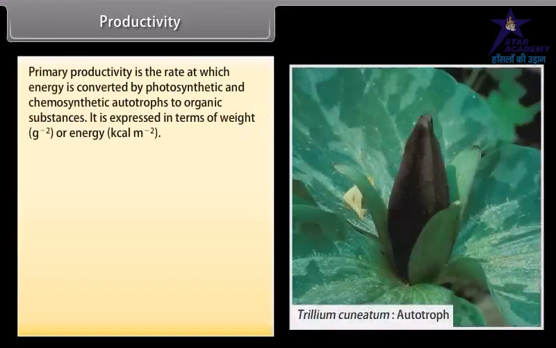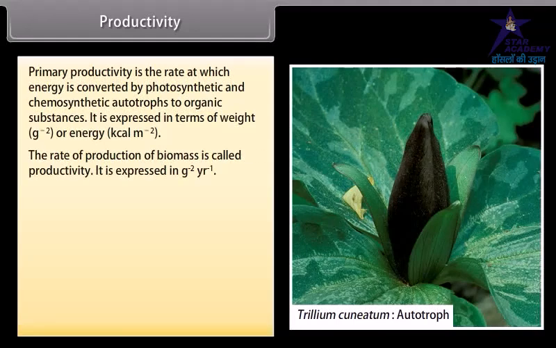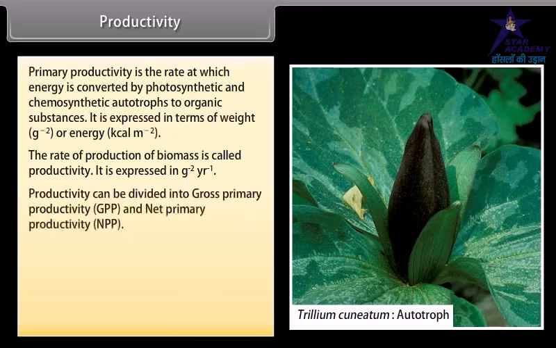Productivity. Primary productivity is the rate at which energy is converted by photosynthetic and chemosynthetic autotrophs to organic substances. It is expressed in terms of weight per gram square or energy kilocalorie per meter square. The rate of production of biomass is called productivity. It is expressed in per gram square per year. Productivity can be divided into gross primary productivity (GPP) and net primary productivity (NPP).